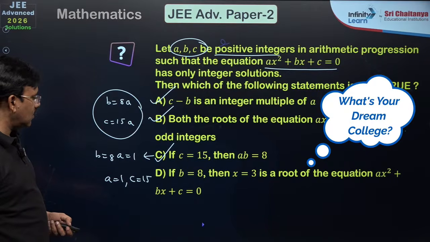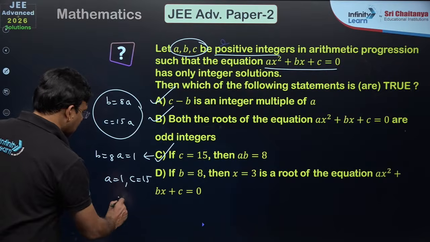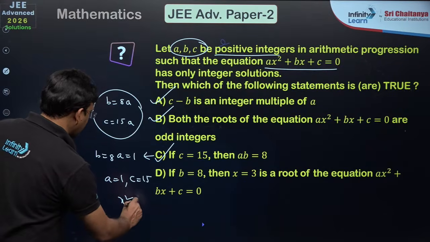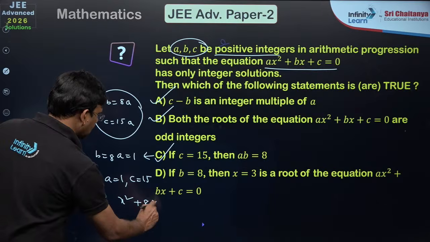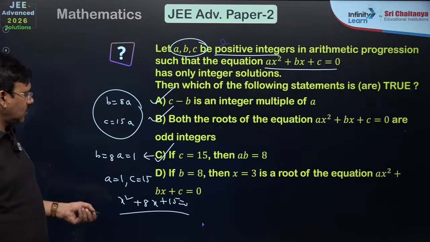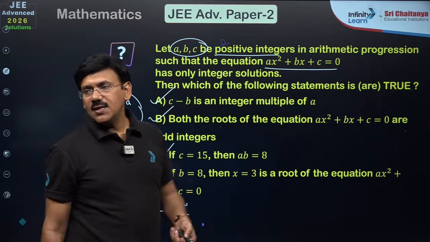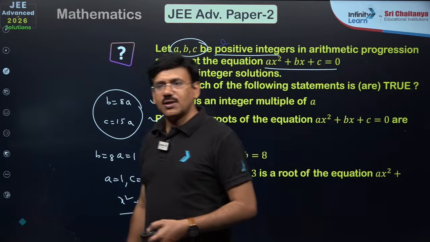X is equal to 3 is the root of this particular equation. You form the equation AX square plus BX, which is 8X, plus 15. Will 3 satisfy? No way, because all positive terms will not satisfy. So, D is wrong. A, B, C is the right answer for this particular question.